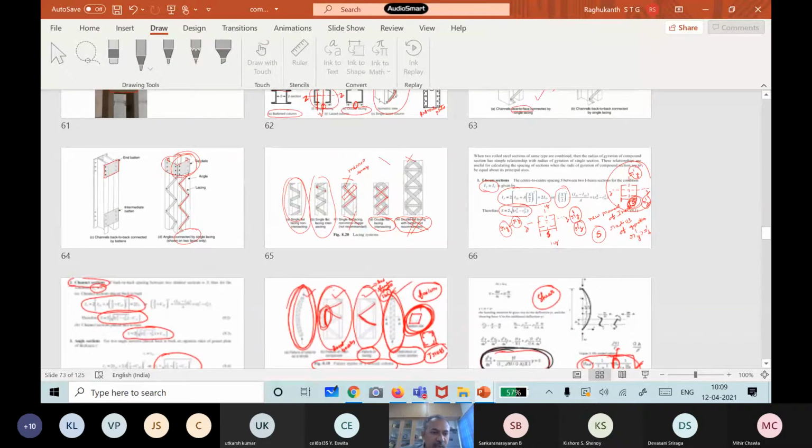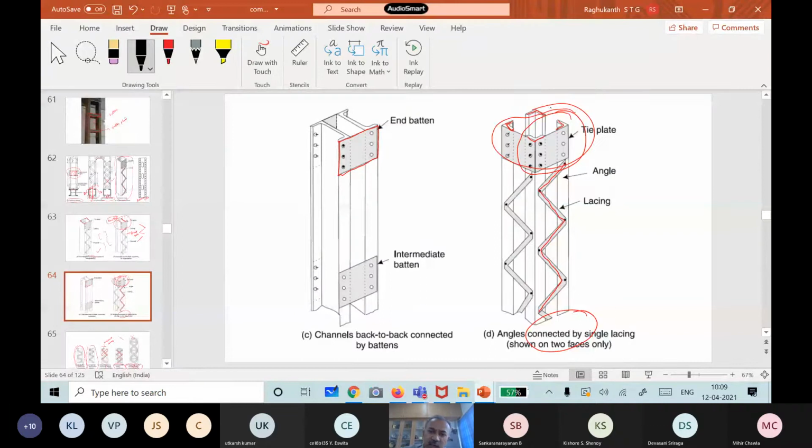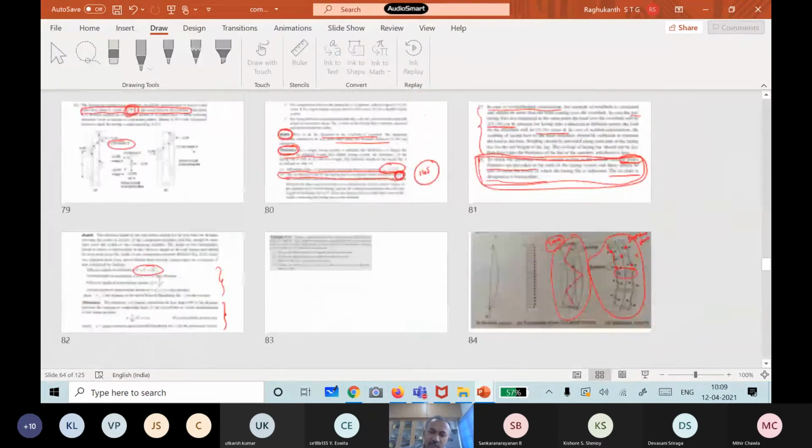Okay, and how do we design these tie plates? The design of the tie plate should be same as battens. Batten itself. Okay, excellent. So this is how you have to do this design.